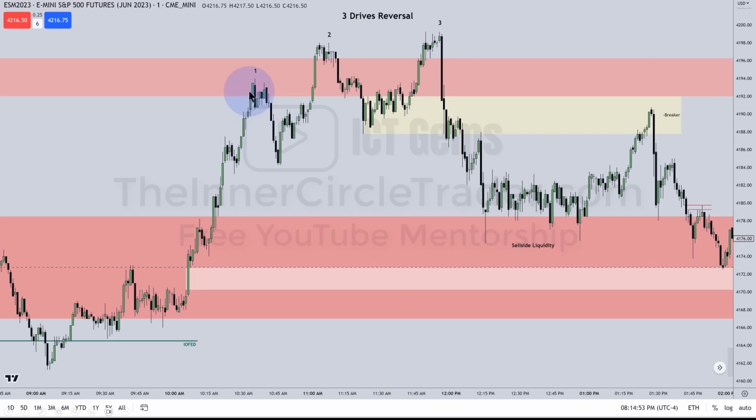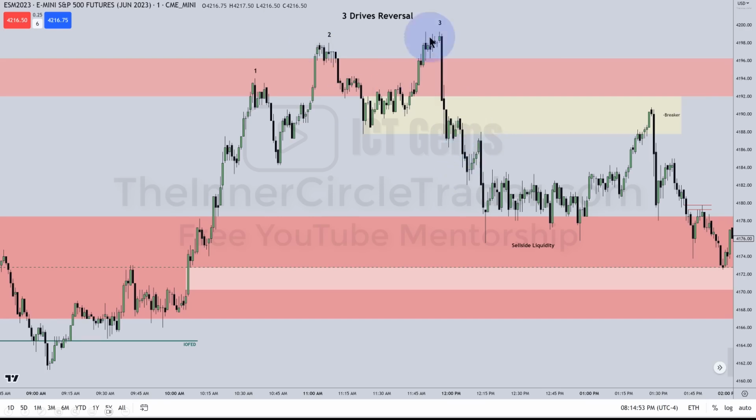Before we get to that, let's look at the 3 drives pattern. We have consequent encroachment of this imbalance, runs above this short-term high. The market broke down. We had the breaker here. Really nice run to that breaker and fair value gap right there. That right there, this folks, right here, this thing right here, that is a complete model.